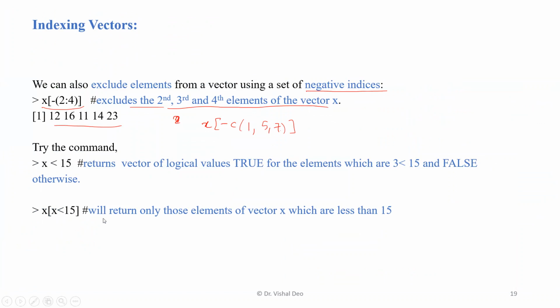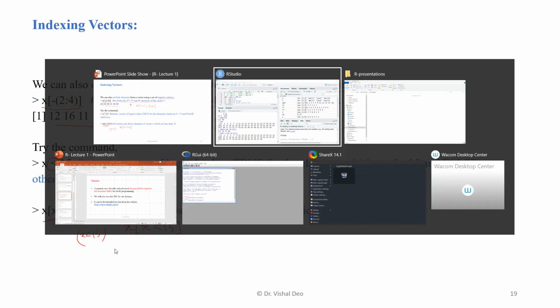Again, we can use logical commands to extract values. Suppose we want to extract all those values from a vector x where the value is less than 15, or maybe greater than a certain value. These logical operators can be used for that purpose. When I write this, it means I want to extract all those values from the vector x which are less than 15. So let's see in the odd.